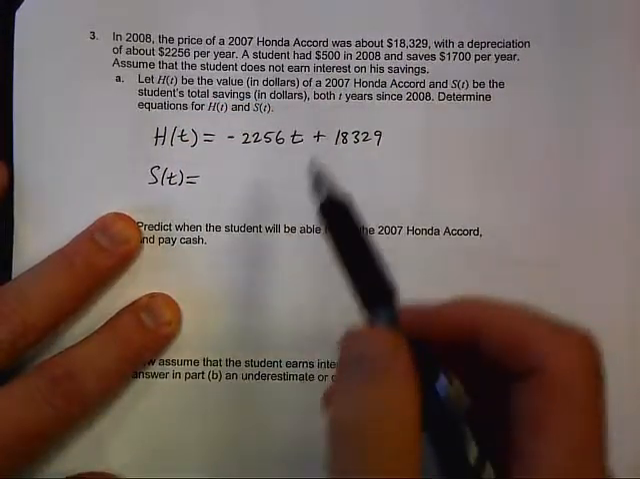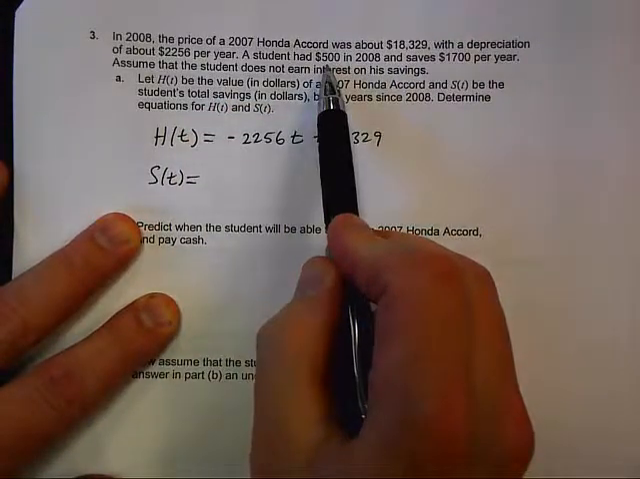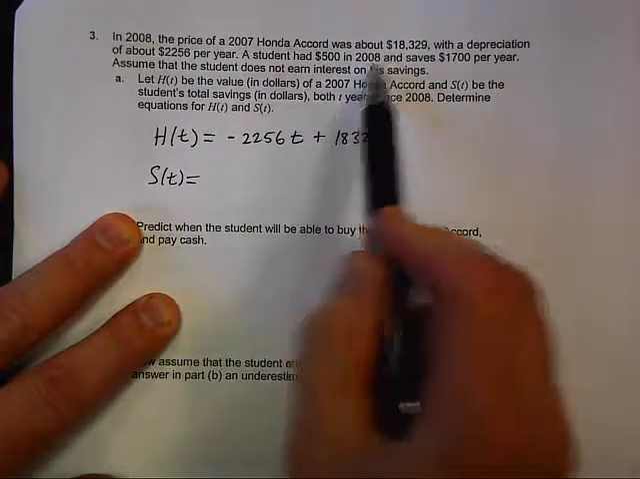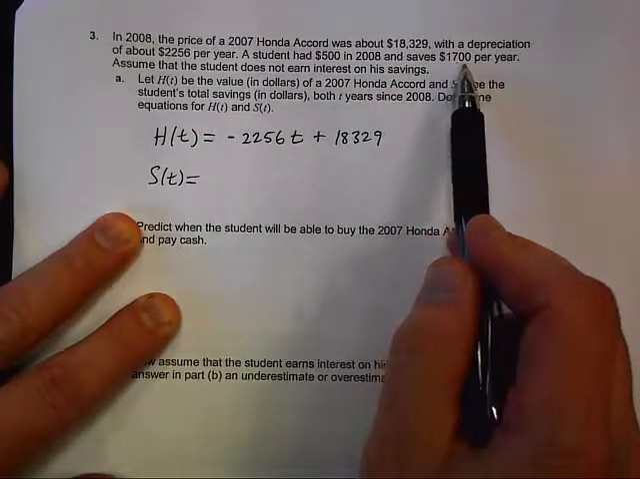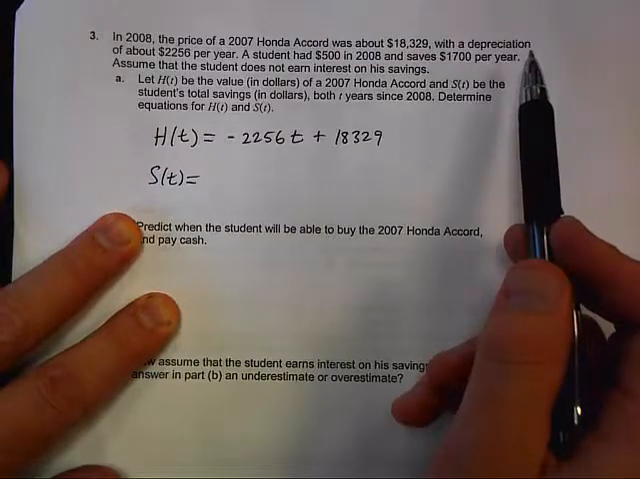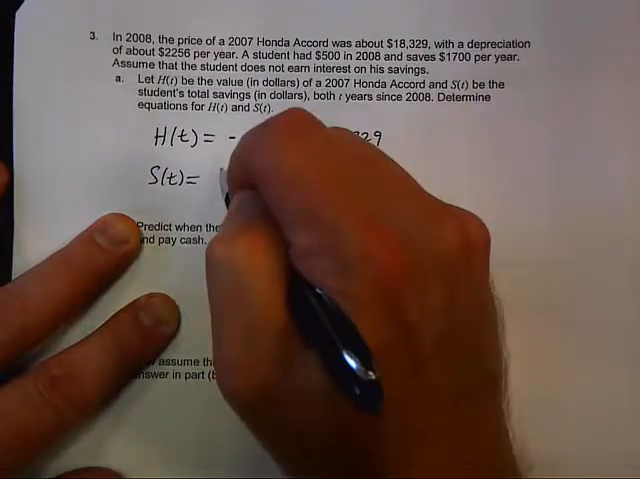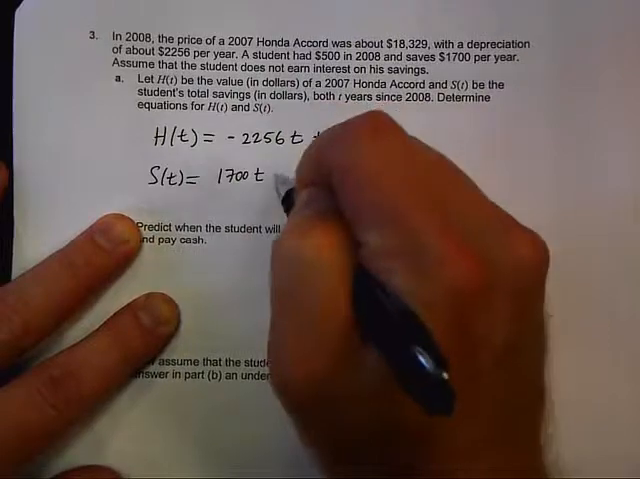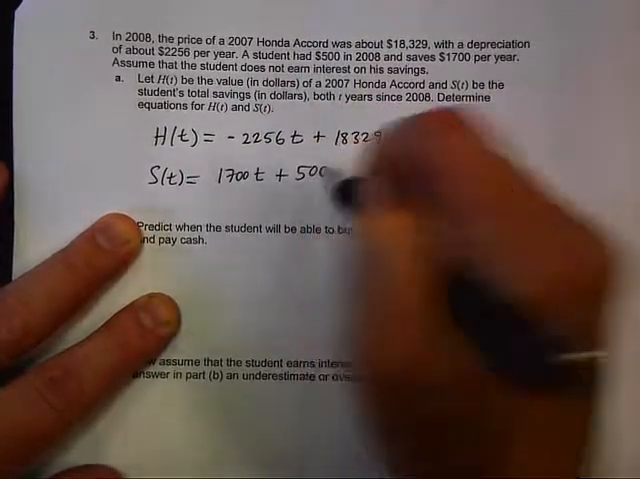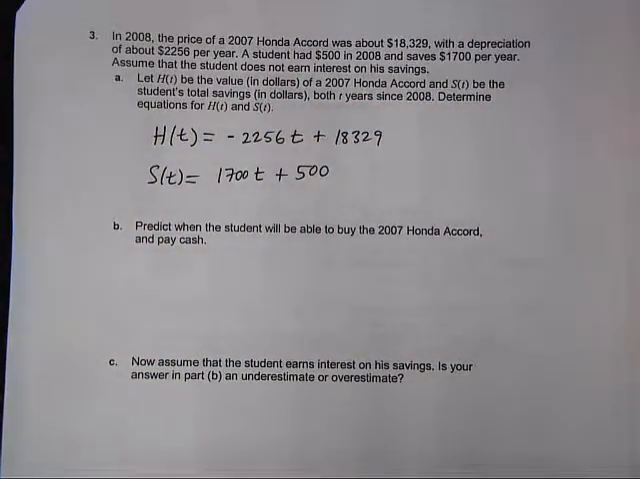And then you're going to do pretty much the exact same thing for the savings account. For the savings account, we started with $500 in 2008, and we're increasing by $1,700 per year. So again, which one's the slope? 1,700. Plus, we started with $500. So this reminds me an awful lot of the problems we did in Section 2.4. It's almost exactly the same as what we did in 2.4, except you got to do it twice. You got to find two equations. In 2.4, we only had to find one equation. Here, we got to do it twice.